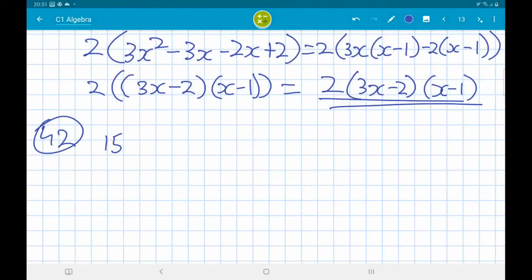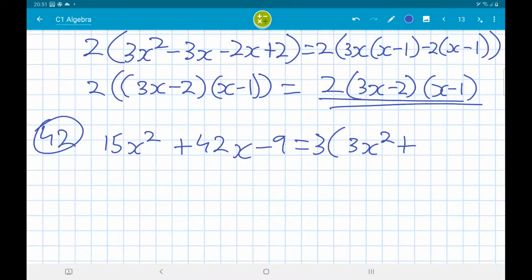15x squared plus 42x minus 9. Again, if we're taking a 3 common factor, we end up with 3 times 5x squared plus 14x minus 3. We need factors of 15 that add to 14. It's probably 16? No. Can't be 16. 18? No. 18 times 3, no, it won't be 18. Probably 19. So 19 times 2.